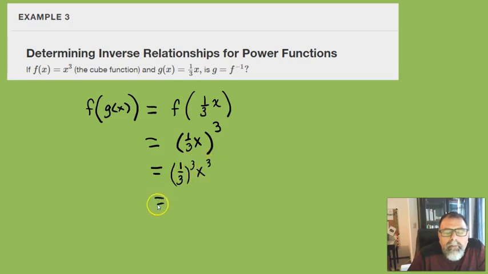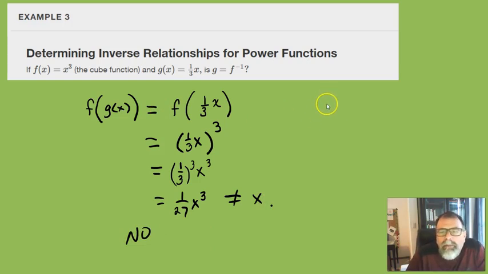And then simplify that, you get 1 over 27x cubed, which is not equal to x. So we can just stop and say no, right? It has to work both directions. So if it doesn't work in both directions, meaning f composed with g and then g composed with f, the answer is no. g is not f inverse.